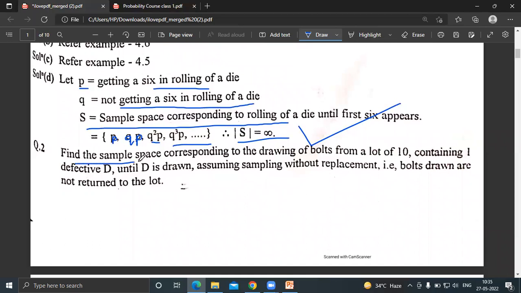Then we come to another question. Our question is: find the sample space corresponding to the drawing of bolts from a lot of 10 containing one defective until D is drawn, assuming sampling without replacement. That is, bolts drawn are not returned to the lot. That means in a lot there are 10 bolts, out of which one is defective. So how will you solve it?